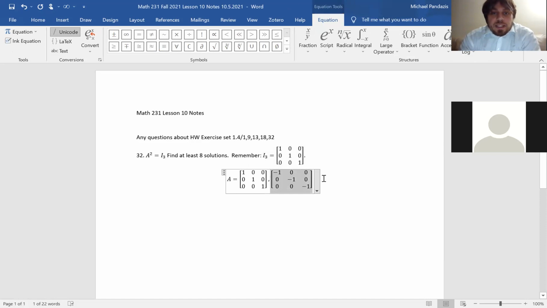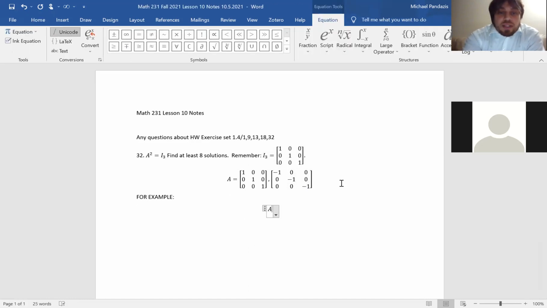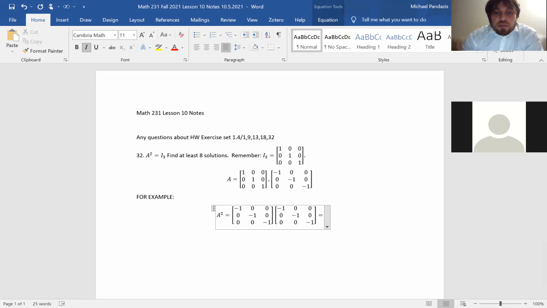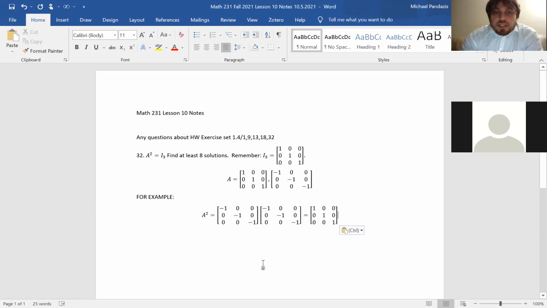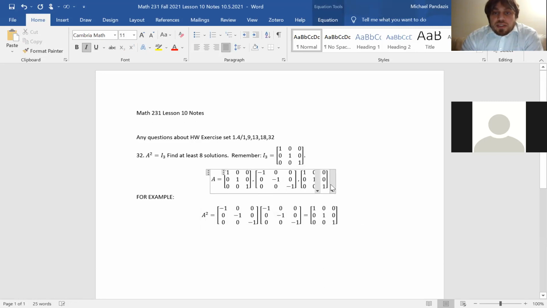Does that make sense? Yeah. For example, you don't just square them; you're actually multiplying the matrices, but the effect is the same. When you do the operation of multiplication, you'll end up with this. Okay, so that's the second choice, and so you need 6 more.